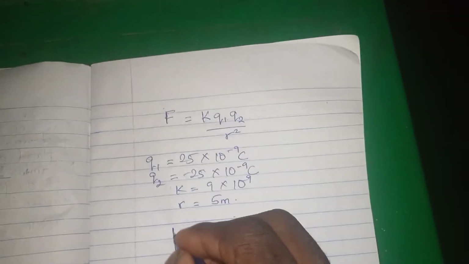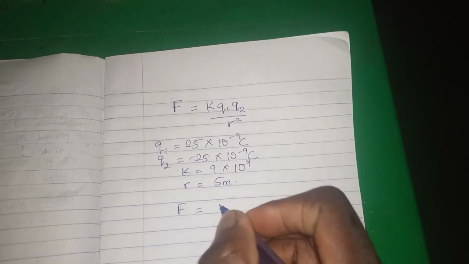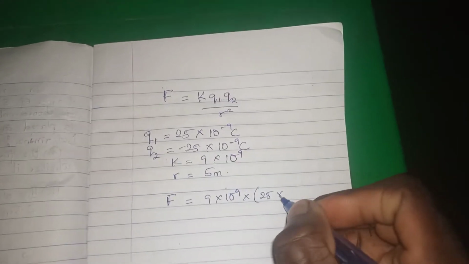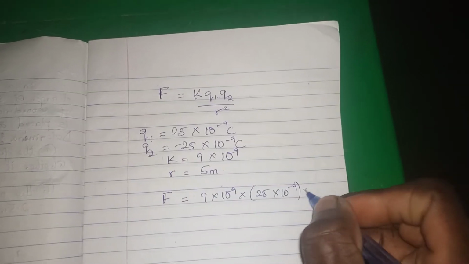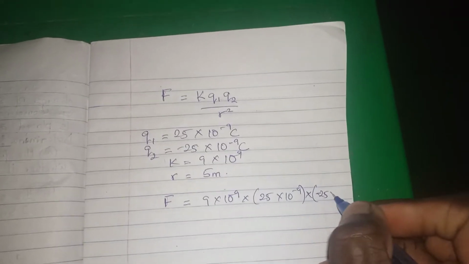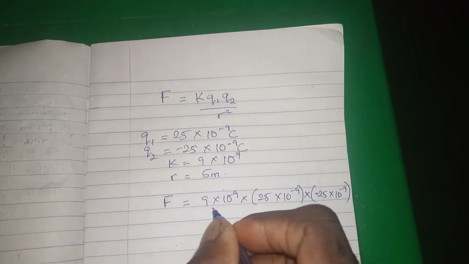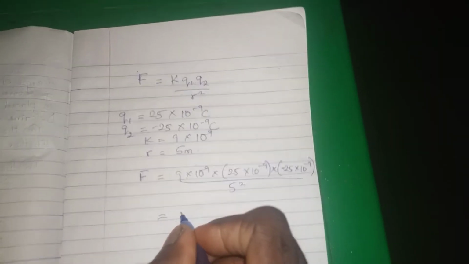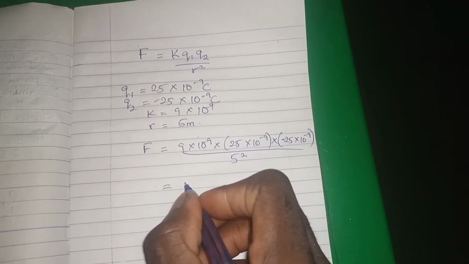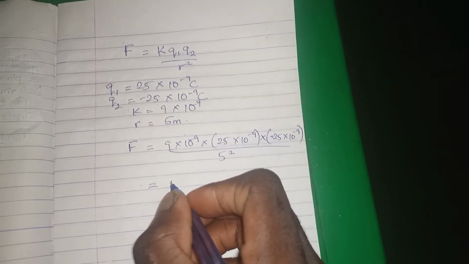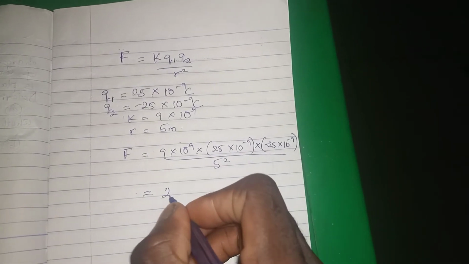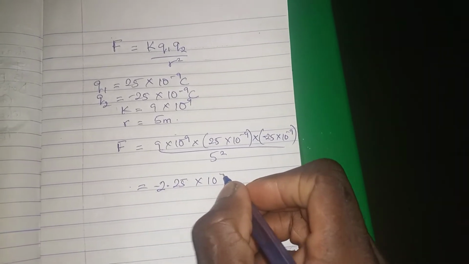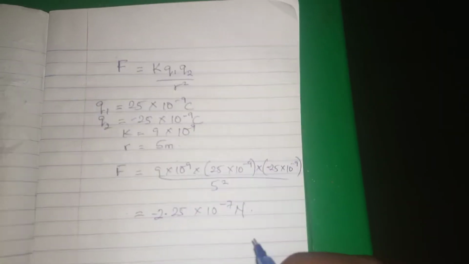Now we can easily place everything into the formula. 9 times 10 raised to power 9 times 25 times 10 raised to power minus 9 times minus 25 times 10 raised to power minus 9, all over R square, 5 square. Once you use your calculator properly here, you discover that your answer is going to be minus 2.25 times 10 raised to power minus 7 Newton.